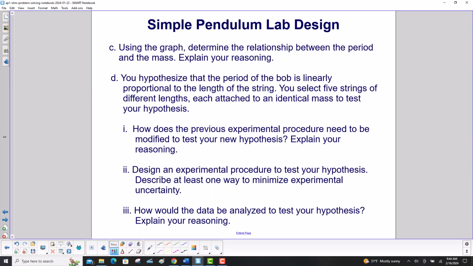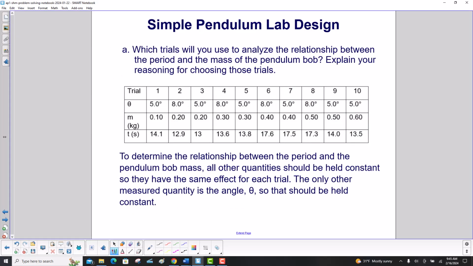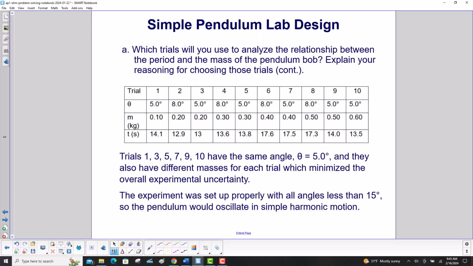Explain your reasoning. Which trials will you use to analyze the relationship between the period and the mass of the pendulum bob? To determine the relationship, all other quantities should be held constant so they have the same effect for each trial. The only other measured quantity is the angle theta, so that should be held constant. Trials 1, 3, 5, 7, 9, and 10 have the same angle, 5 degrees, and they also have different masses for each trial, which minimize the overall experimental uncertainty.